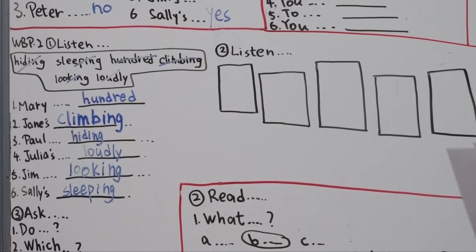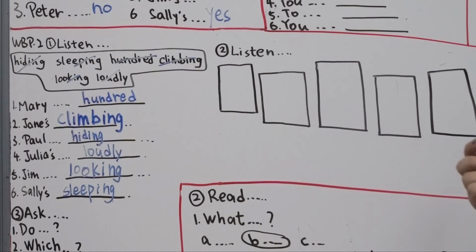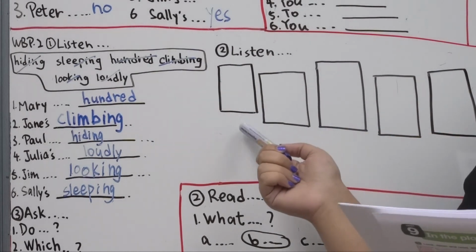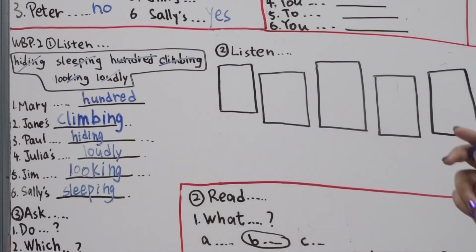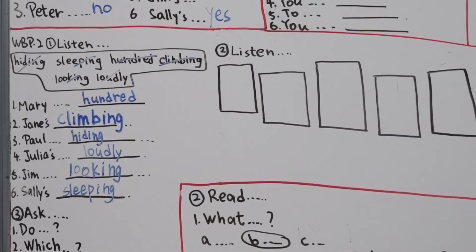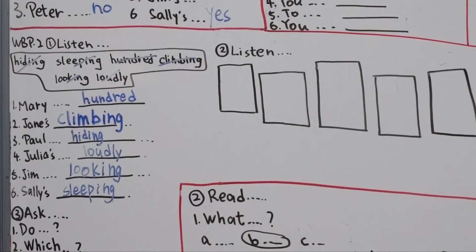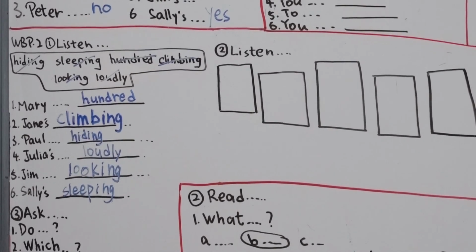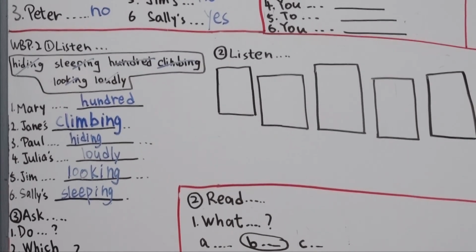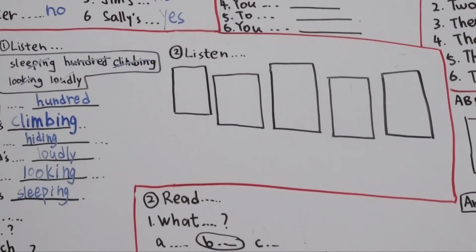Alright, next one for you is listen, point, and spell. As you can see, you'll see 5 pictures, right? 1, 2, 3, 4, 5. So you have to listen, point, and spell. I'm gonna do 2 of them with you. So let's start. Unit 9. Lesson 2. 2. Listen, point, and spell.